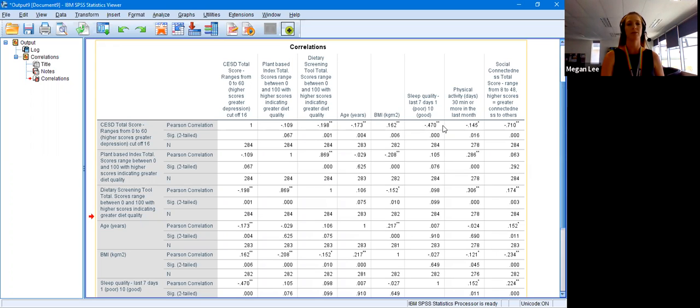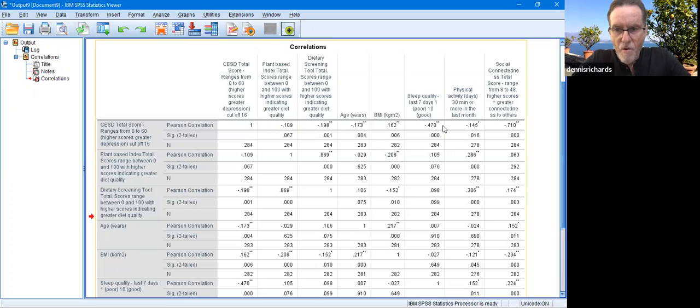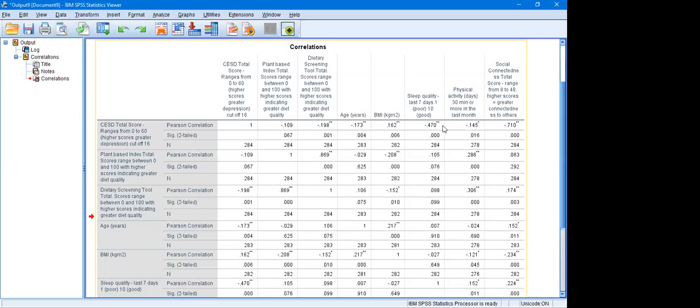Let's look at sleep quality for all of us out there who have trouble sleeping. What is it telling us? Negative. The poorer the sleep, the greater the depression, for want of a better way of saying it, and it's very significant. It's the other way around. So better sleep quality equals less depression. Very good.